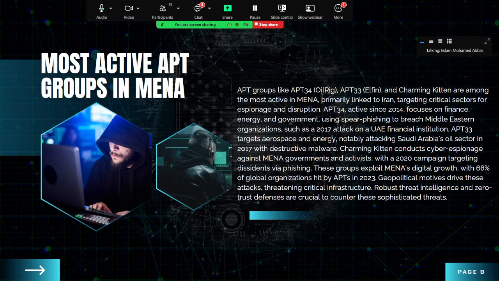And Charming Kitten conducts cyber espionage against MENA governments and activists, which in 2020 was a campaign targeting through phishing attacks. And these are spear phishing attacks, which come especially to specific countries like the UAE, Saudi Arabia, and a lot of other countries. And all of this comes from the Charming Kitten APT group, which is among the most effective and most active APT groups in the MENA region, with some very interesting statistics about each one of them.